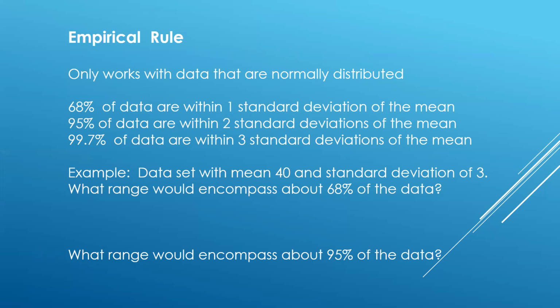So wherever the mean is, if you go one standard deviation in both directions, that interval will contain 68% of your data. If, however, you start at the mean and you go out 2 standard deviations in both directions, whatever that interval is, that will contain 95% of your data. And then if you go 3 standard deviations in both directions, that will contain 99.7, or damn near all of your data. So here's a simple example, right? If you have a mean of 40 and a standard deviation of 3, we can figure out what range would encompass about 68 and what would get 95, and so on and so forth.